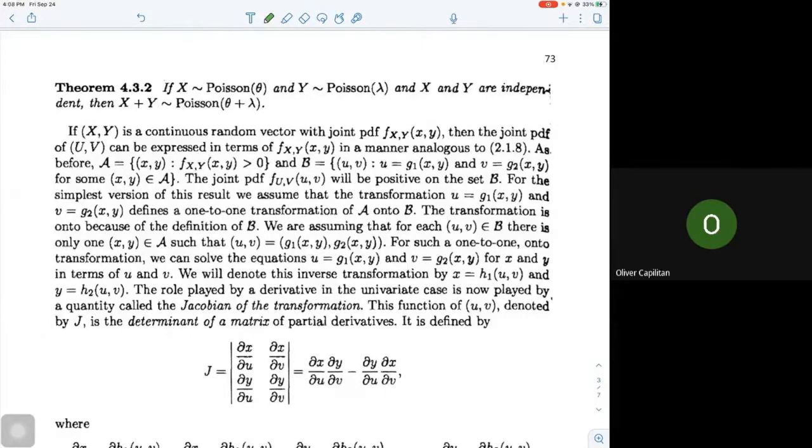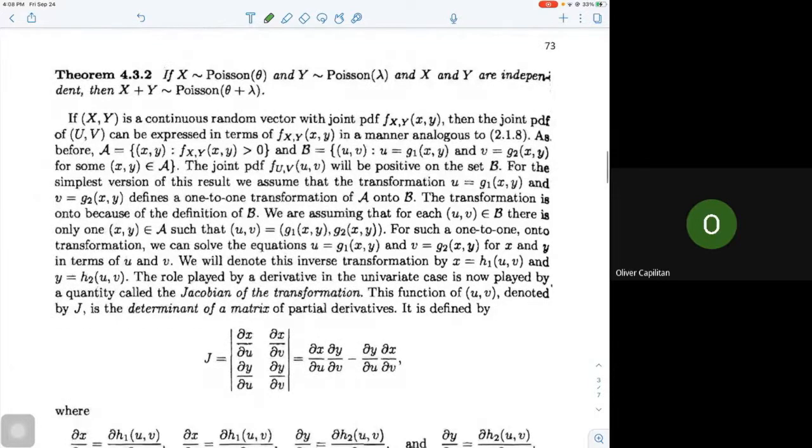Okay, so theorem 4.3.2. This is for the generalization of what we have solved. If X has a Poisson distribution with mean theta, and Y has a Poisson distribution with mean lambda, and X and Y are independent, then the sum will have the Poisson distribution with mean theta plus lambda.